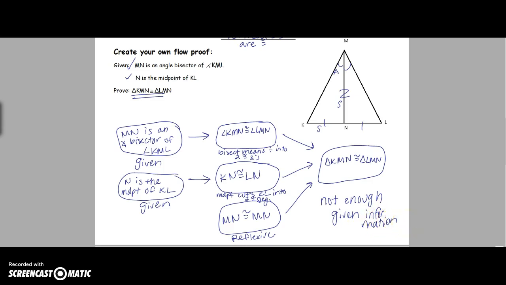Try the last one on your own and then do your homework. Your homework is number 33 through 37.